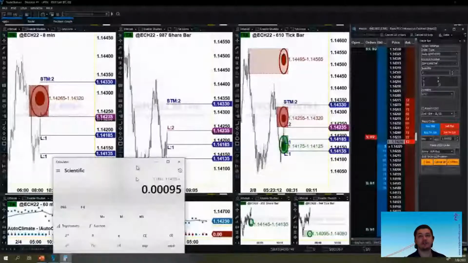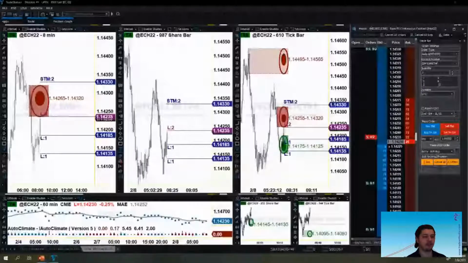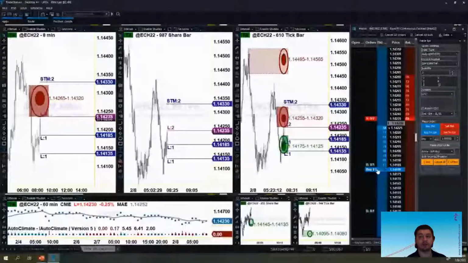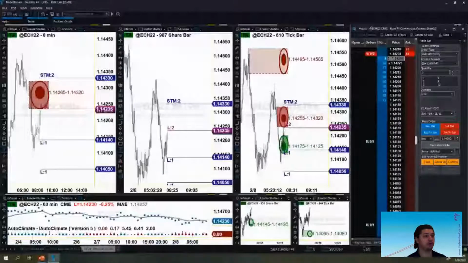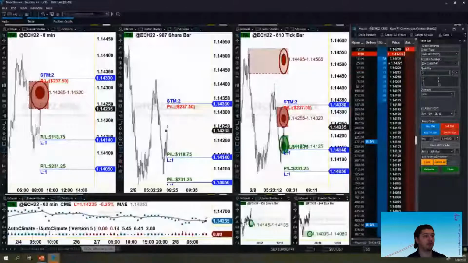So 0.00095, which I want to say is 45 ticks. We subtract that from 1.14235, so our T1 should be at 1414, right there. That's our T1. Now for our final target, our T2, we're going to go a little bit lower here. And there we go, we're in the trade.